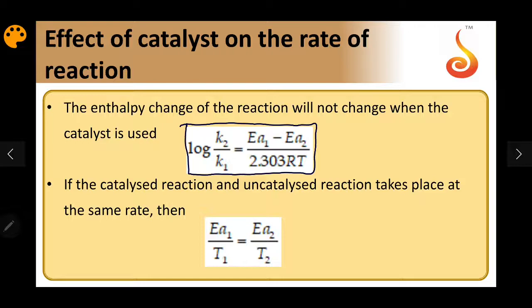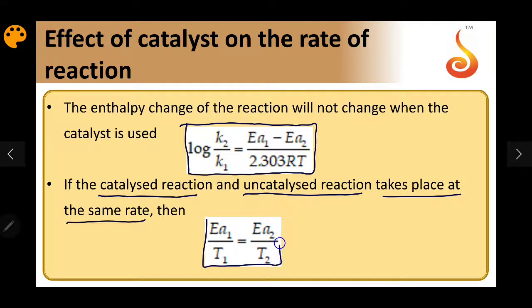Suppose the catalyzed reaction and the uncatalyzed reaction take place at the same rate, therefore the temperature has to be different. Then I can write EA1 by T1 is equal to EA2 by T2. Using this expression, I can find out the temperature at which the catalyzed reaction can follow the same rate as that of the uncatalyzed reaction at a different temperature T1.